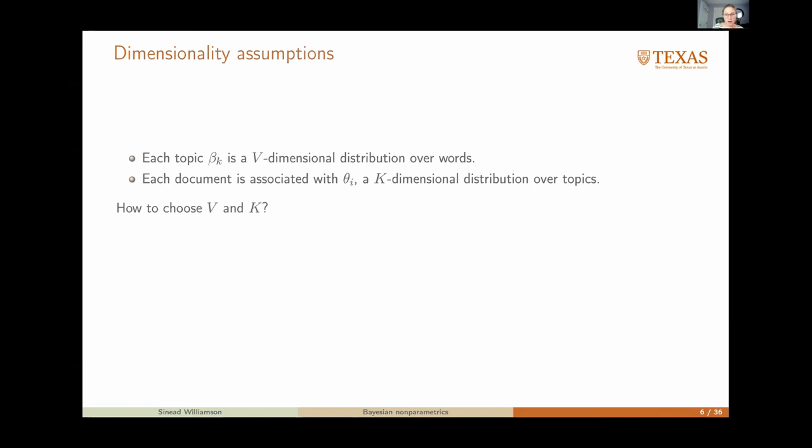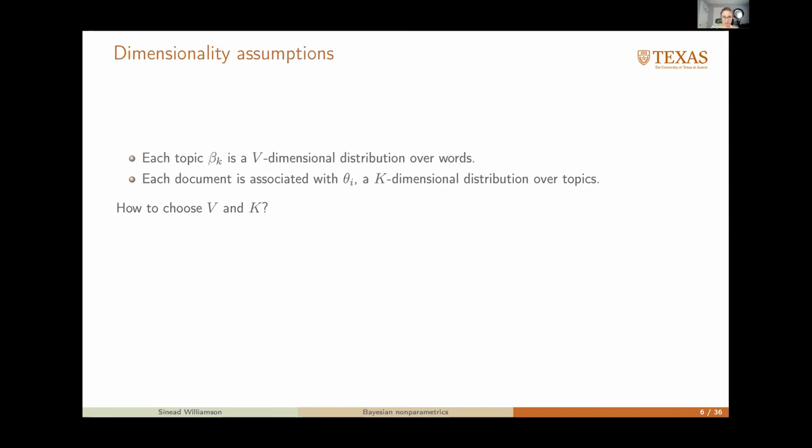Now, like all of the models that we saw at the beginning of last time, latent Dirichlet allocation is making a number of dimensionality assumptions. So we have two collections of probability vectors. We have the distributions over words, which is a topic, and we have the distribution over topics for each document. And for both of those we've had to choose a size, right? The size for the topic and the number of topics. And then the question becomes, how do we choose them?